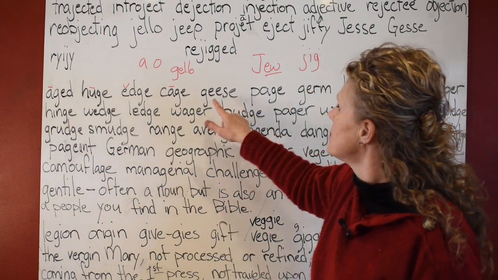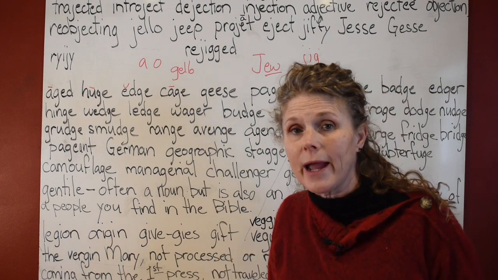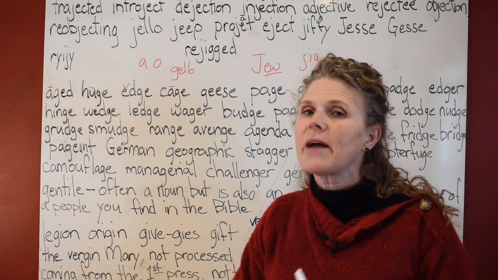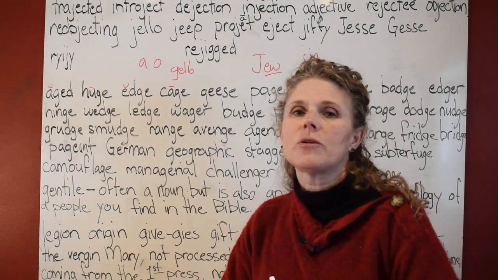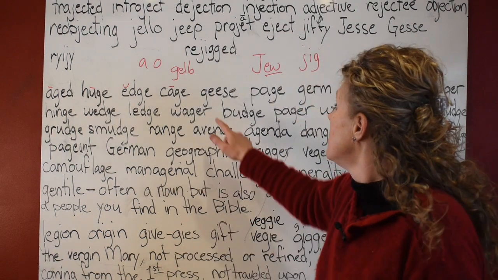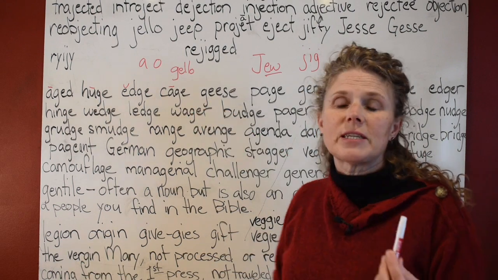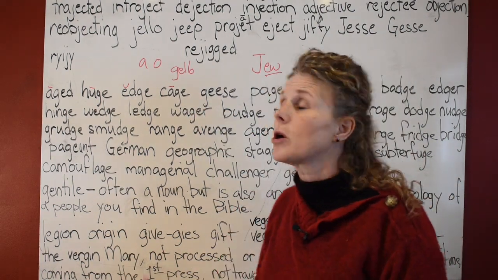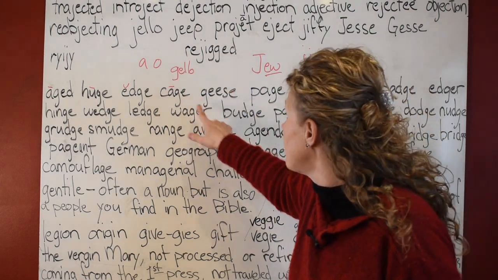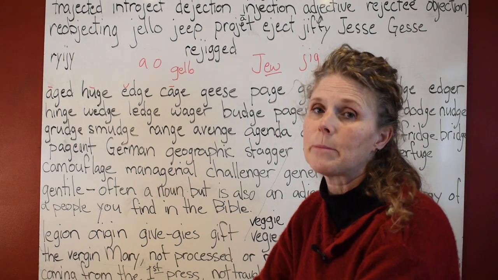Now geese, when G is at the beginning and it's followed by an E, I, or Y, it can say G or J. So you might have to play with your word to see if you can figure it out. You can try it both ways, but this says geese, so it can still say G. Now, if it's in the middle of a word or at the end of a word, it will not do that. It only does that at the beginning of the word, I would say most of the time. I would just say it happens.